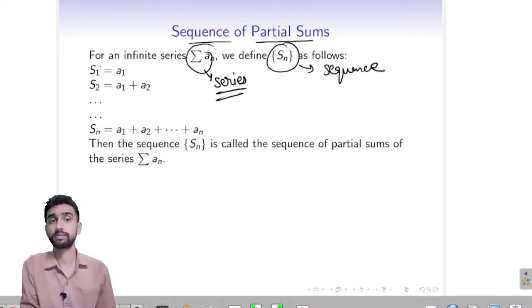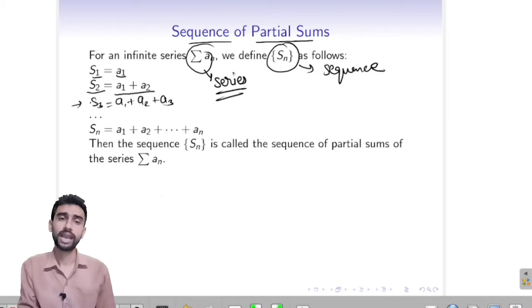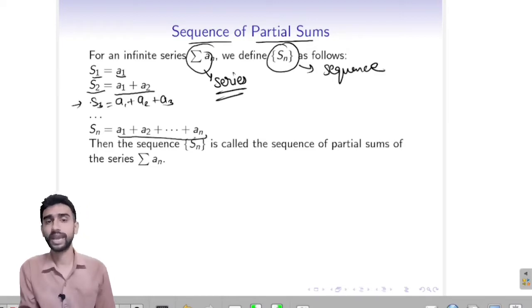Just see the symbolization. I am representing S1 by the first term of the sequence. Now I added the first two terms of the sequence and represented it by S2. Now I'll add the first three terms of the sequence and represent it by S3. And similarly, I'll add the first n terms of the sequence and represent it by S_n.